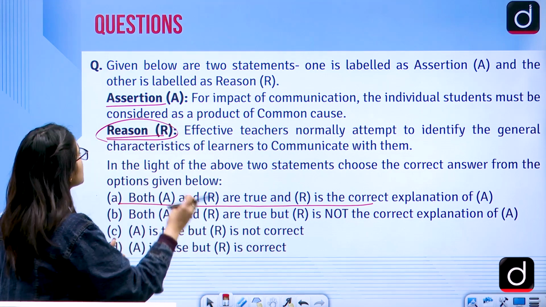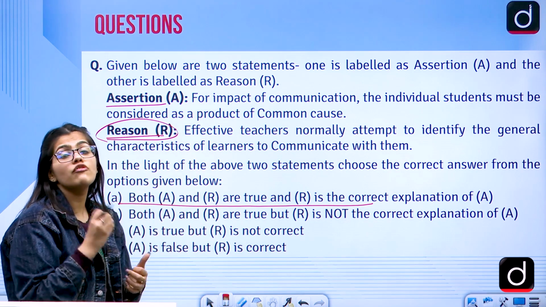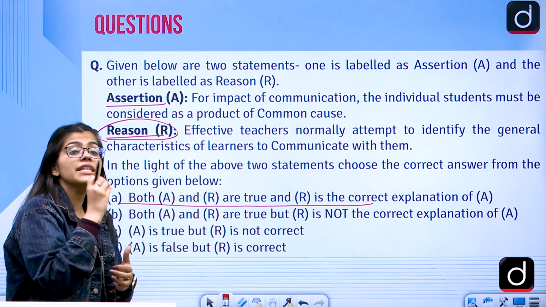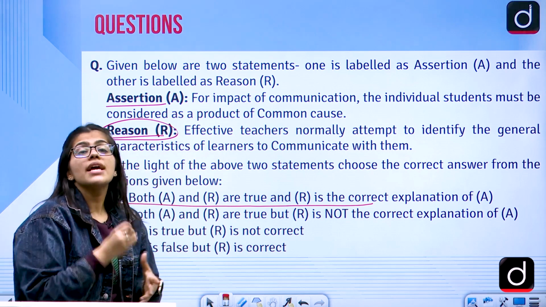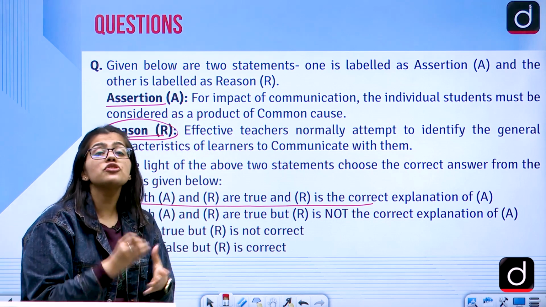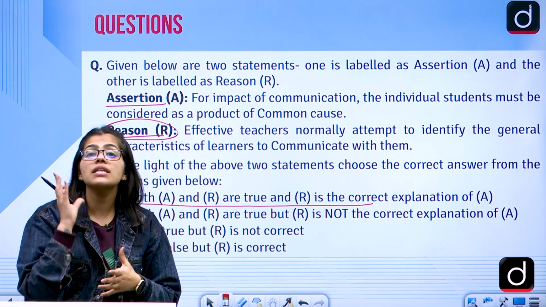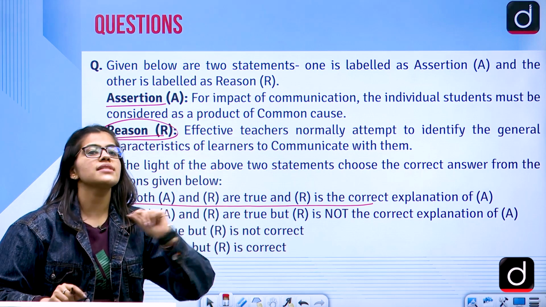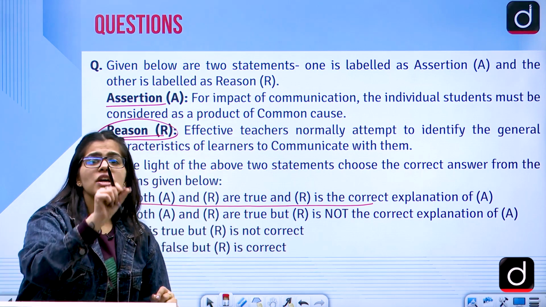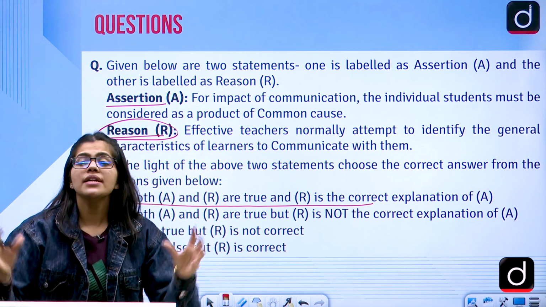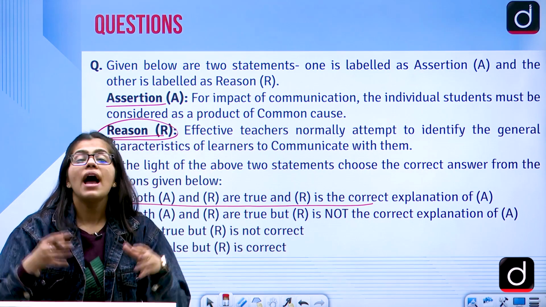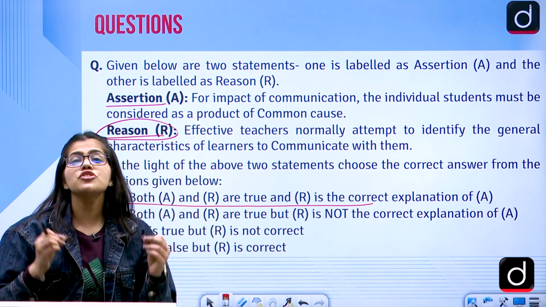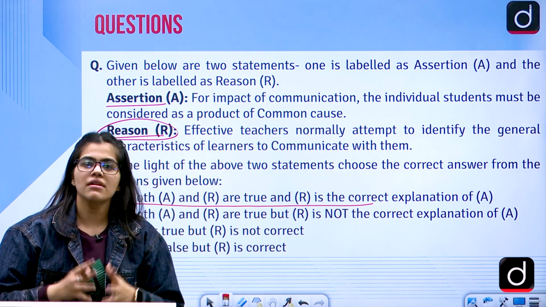So there should never be a disparity. Individual students must be considered as a product of common cause, which means that each and every individual is also important and you should pay heed to each and every person collectively as well. So don't only give preference to one set of opinions, but each and every opinion should be heard, then a product should be made, and then each and every student should be given equal value in the classroom.